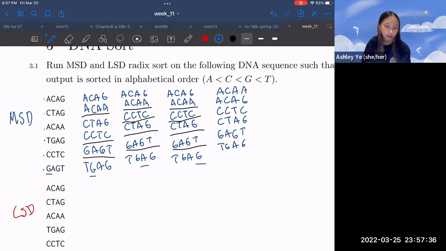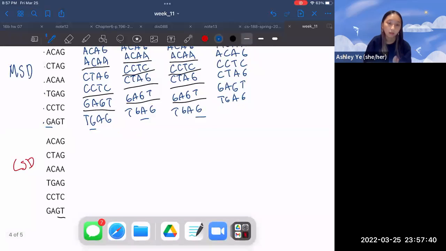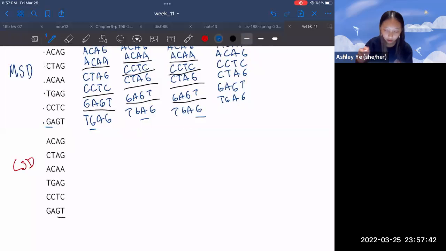So hopefully that helps you understand MSD sort. So let's move on to LSD sort. LSD sort follows the same mechanism. We're still looking at the digits place and then sorting, except we start with the least significant digit place instead of the most significant digit place and work backwards essentially. So let's walk through how to do LSD radix sort on the same DNA sequence.